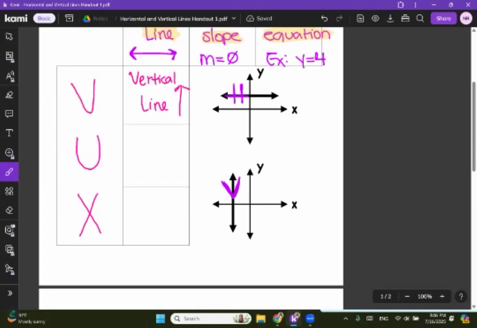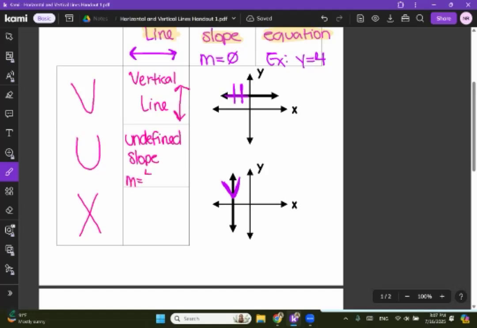We now know a vertical line goes up and down. U stands for undefined. We've talked about this briefly, but the word undefined means there is no number that exists. There is no definition for it.